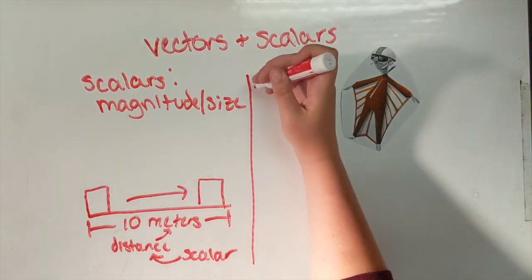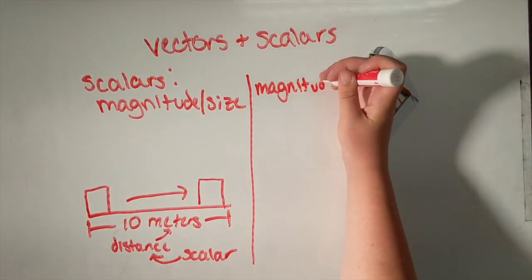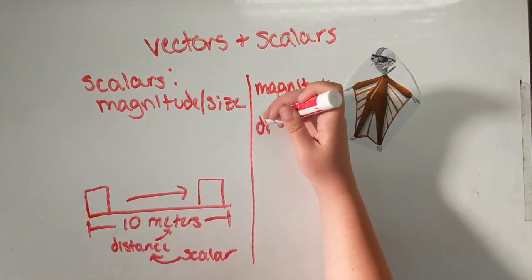Vectors, on the other hand, are very different. Do you guys like how I use the vector? I think it's funny. Vectors have magnitude and direction.